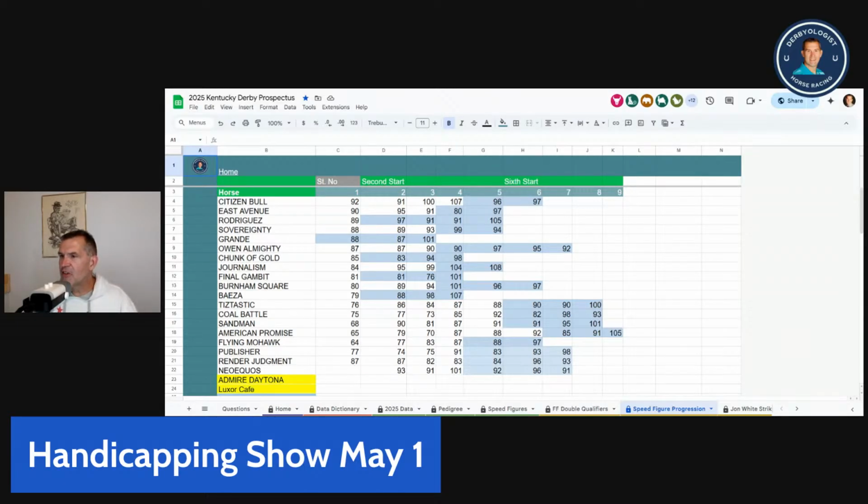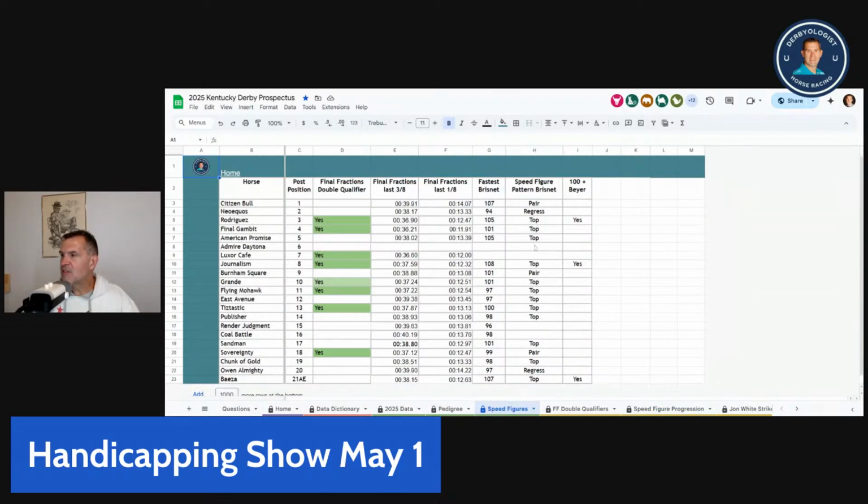Now, another horse like Rodriguez, he started his career with an 89. That was his only race as a 2-year-old. Then this year he's run 4 times. He had a 97. Then he paired up with a 91, and then he moved forward to a 105. So that's why a lot of handicappers like that pair, because then they can move forward. And when you go back to the speed figure sheet, that's why I put the pair there, because these are horses that could potentially move forward. So that is how I read some of the speed figures.